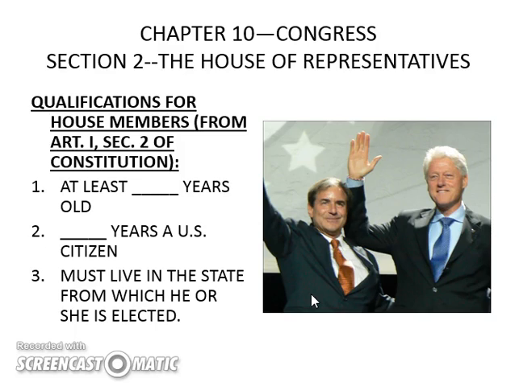But the qualifications, according to the Constitution, for being in the House of Representatives: you must be at least 25 years old. You must have been a citizen of the United States for at least 7 years. You don't have to have been born a U.S. citizen, but you must be a U.S. citizen, and you must have been one for at least 7 years before you're elected to Congress. And you do actually have to live in the state from which you are elected. You can't, for example, live in Kentucky but represent Indiana in Congress. It doesn't work that way. You have to live in the state where you are elected to represent.